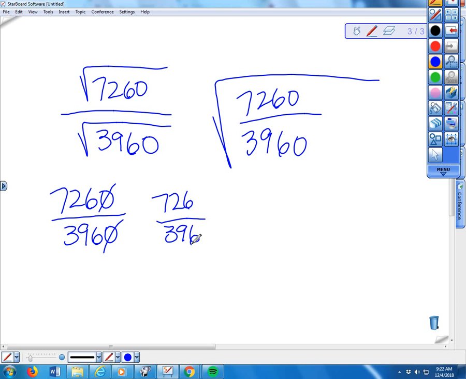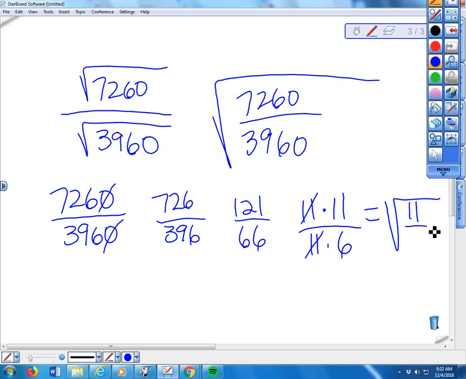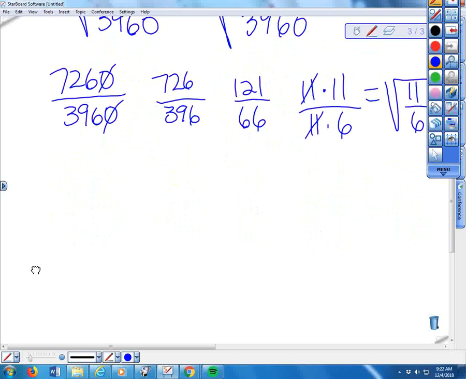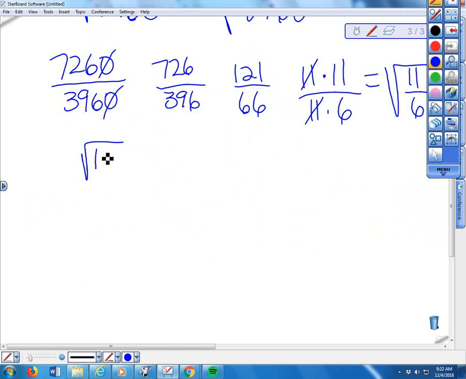I look at those two, I know they're both divisible by 6. It's 121 and 66. Look at both of these, I know they're both divisible by 11. This is 11 times 11. This is 11 times 6. So those 11s cancel. I'm left with the square root of 11 over 6. But I can't have a radical in the denominator. So I multiply top and bottom by the square root of 6. So it's the square root of 66 over 6.